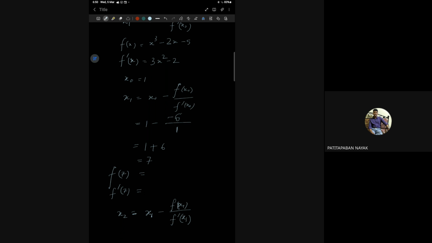So now let us try to find out what is x3. X3 will be what? 4.7655 minus, in a similar way, f of that divided by f prime, 4.7655. Yes, okay. Try to find the value.